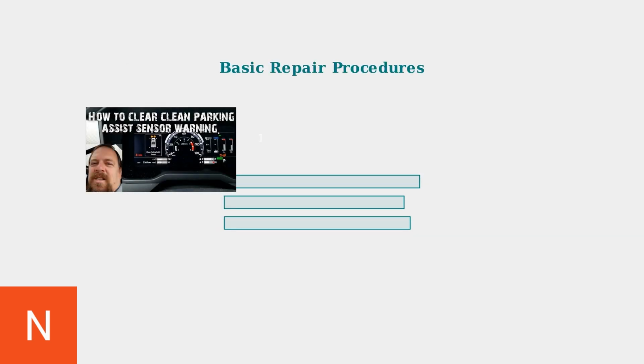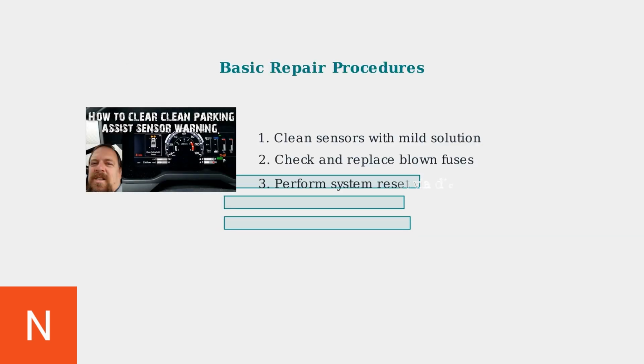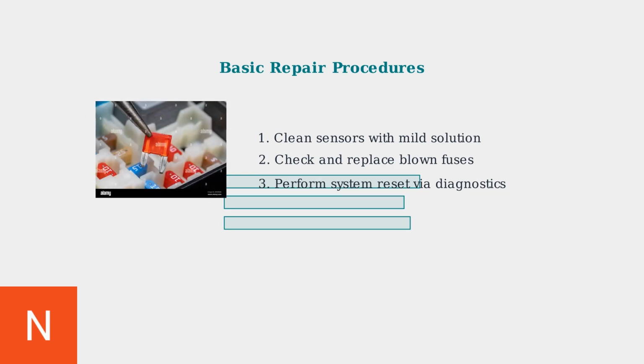For basic repairs, start with sensor cleaning using appropriate solutions. Avoid harsh chemicals that could damage sensor housings. Fuse inspection is critical. Park assist systems typically use 10 to 20 amp fuses. A blown fuse often indicates an underlying electrical problem.